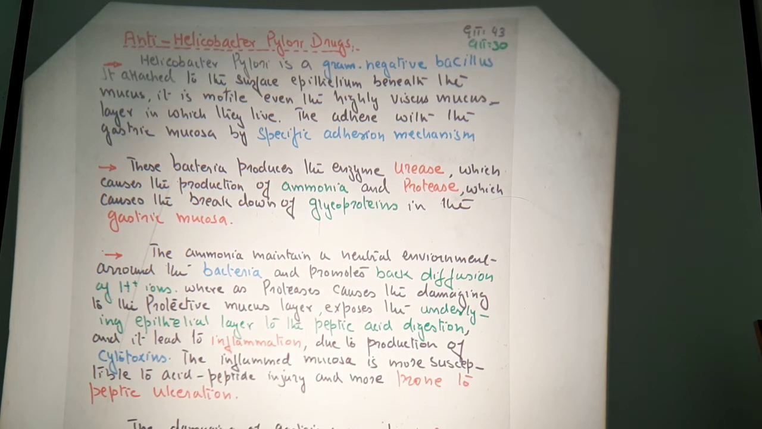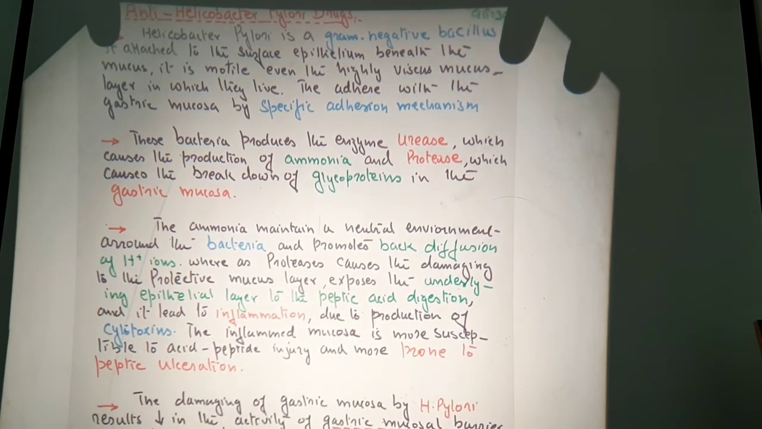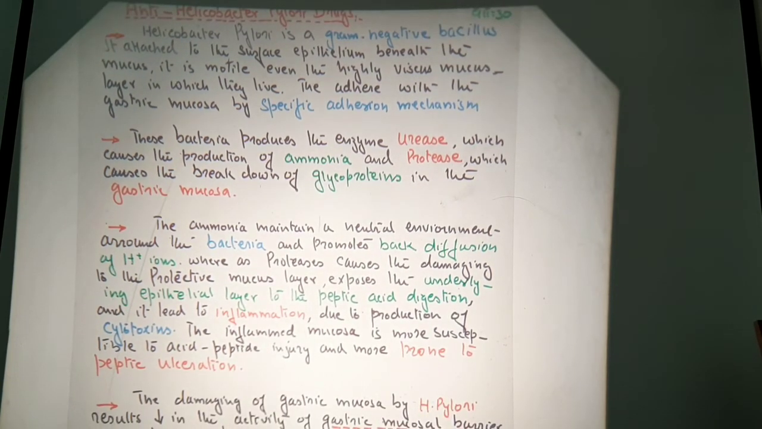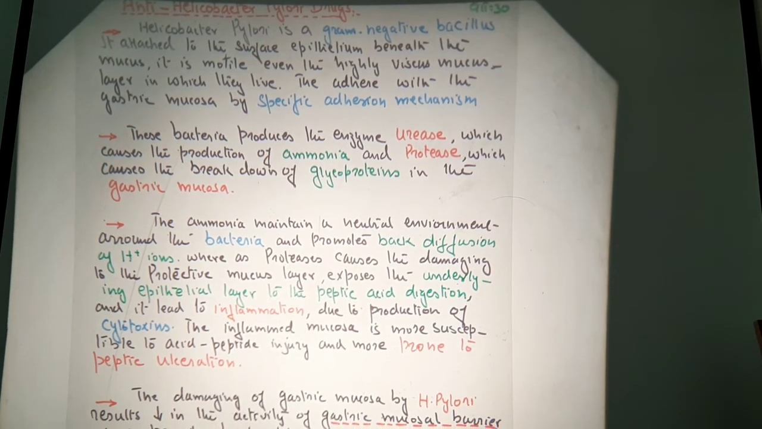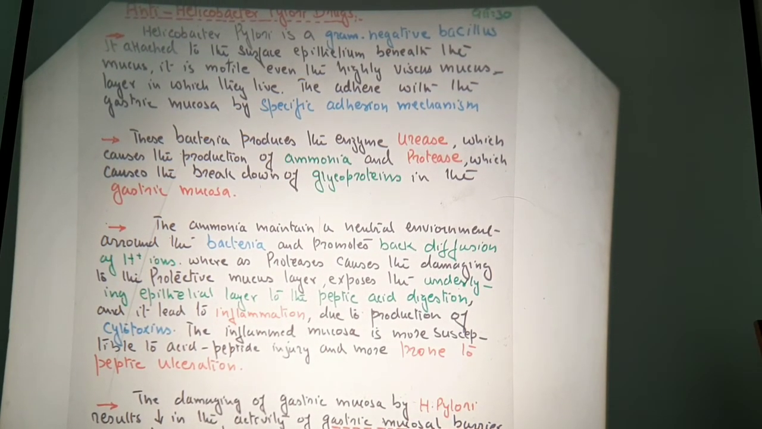Right? Now it exposes the underlying epithelial layer to peptic acid digestion, and it leads to inflammation. So these two components, urease and protease, are responsible for the inflammation of the mucosal membrane. So when there is Helicobacter pylori, the mucosal membrane is more susceptible to inflammation. You know the inflammation, and I told you that the signs and symptoms of inflammation are nothing but redness, swelling, pain, and temperature.